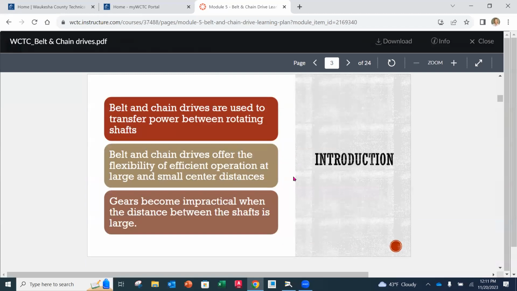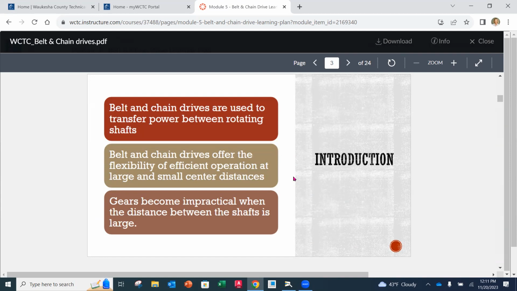So belts and chain drives are used to transfer power between rotating shafts. This is the same job that gears had, okay? Belts and drives offer some extra flexibility, though, to what gears can. And that's going to be in being able to have a more adjustable or wider range of center distances that they can accommodate.